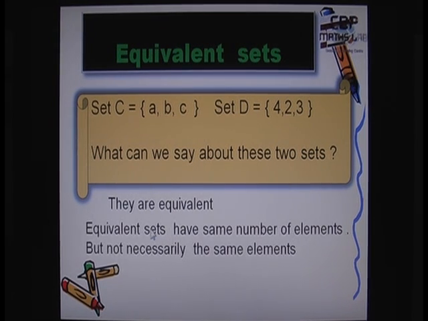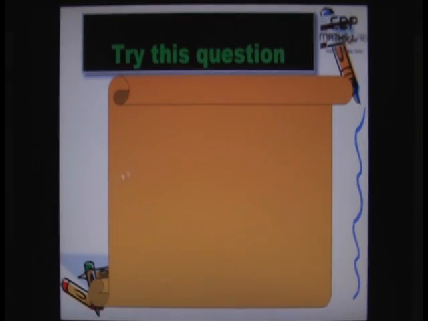But note, equivalent sets have the same number of elements, but not necessarily the same elements. So we could say that an equal set is an equivalent set, but not all equivalent sets are equal. Okay, let's continue. Try this question. Another exciting part of our lesson, isn't it? Let's go.